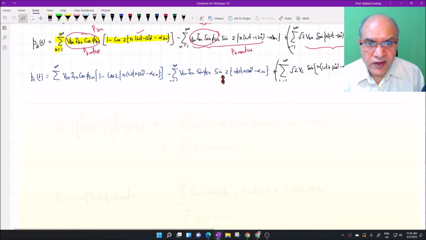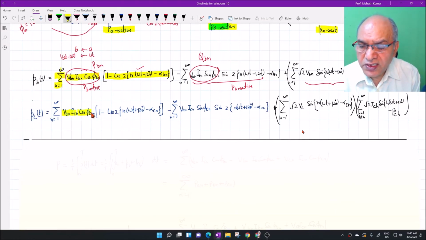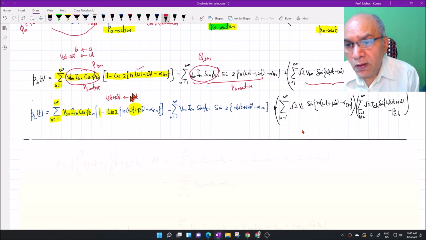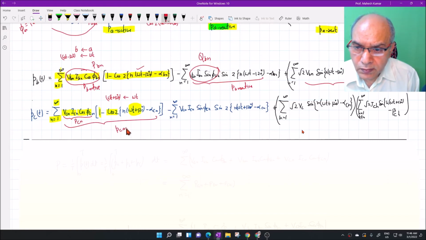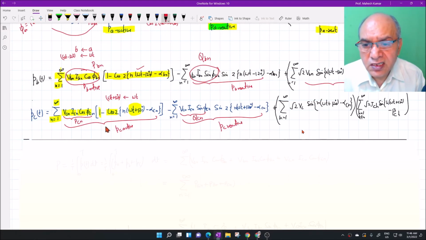Extend the same concept to C phase. So for C phase you will get here VCn ICn cos phi Cn, n is changing from 1 to infinity, 1 minus cos n omega t plus 120 degree. For C phase, omega t becomes omega t plus 120 degree, and B is replaced by C. So this becomes C here. So this is again PCN, and the whole thing is PC active. This is QCN, the whole thing is PC reactive. So P active is this, P reactive is this. This is PCN, this is QCN, and this is nothing but PC rest.